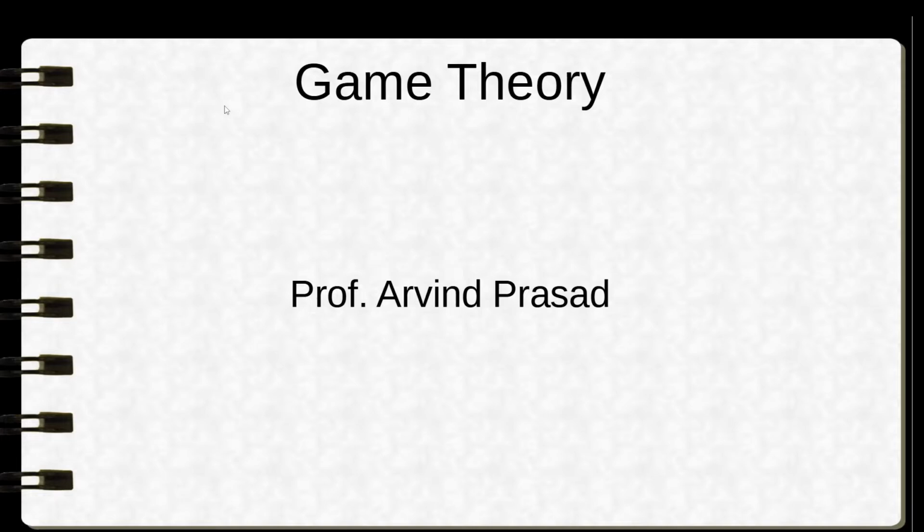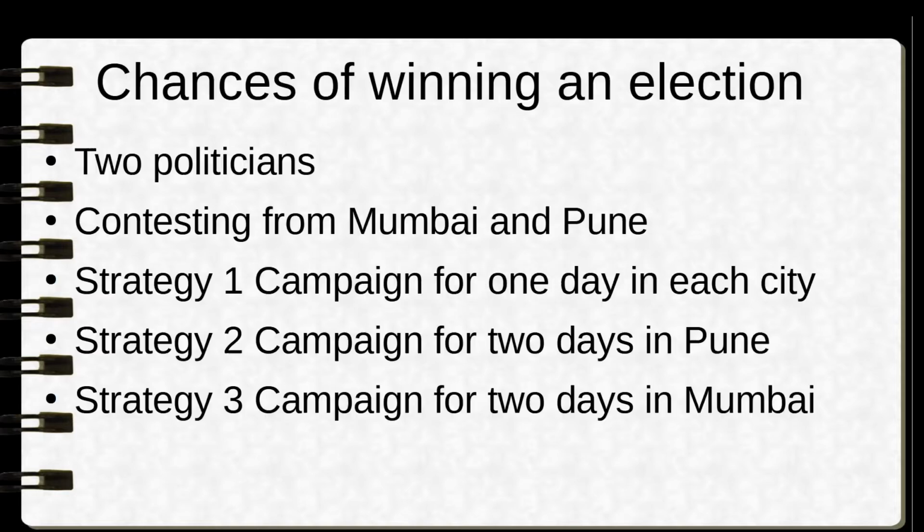Today we will learn in game theory about dominated strategy. In dominated strategy, we take an example where there are two politicians who are contesting. They are contesting from Mumbai and Pune. The strategy one available to both the politicians is campaign for one day in each city. The strategy 2 available for both the politicians is campaign for 2 days in Pune. And strategy 3 is campaign for 2 days in Mumbai.